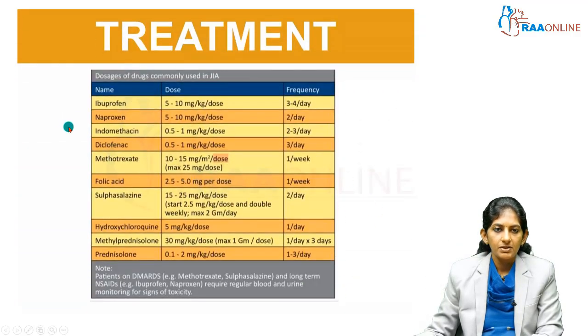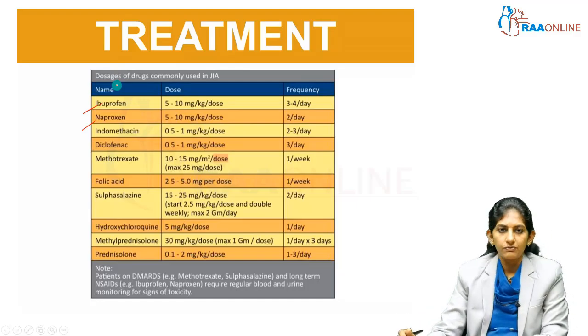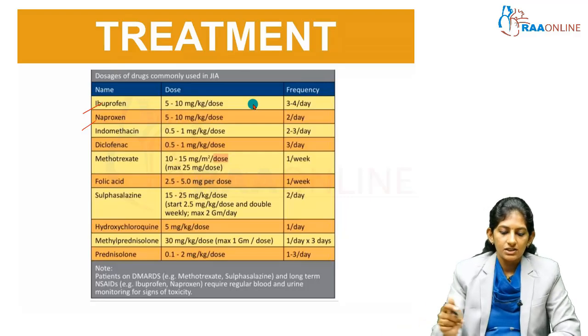So treatment will be mostly naproxen or ibuprofen. Naproxen 10 to 15 mg per kg per day, or 10 mg per kg per dose, given twice a day. Ibuprofen maximum 40 mg per kg per day, divided into 3 divided doses. So these are about NSAIDs.